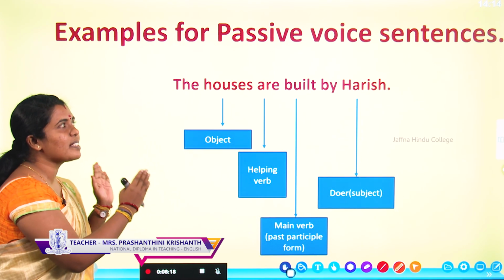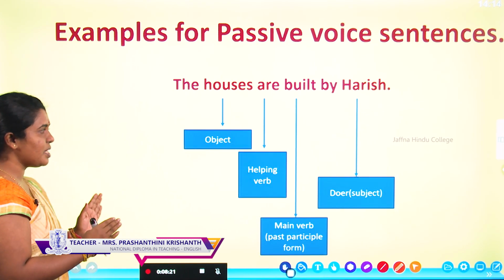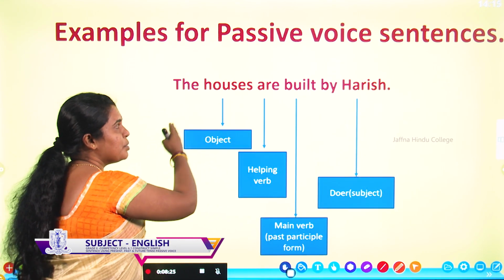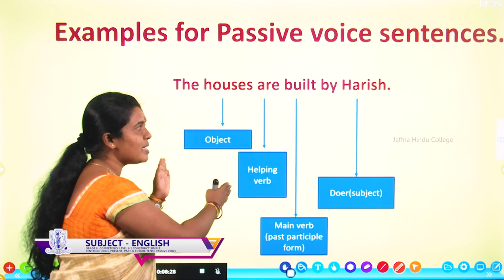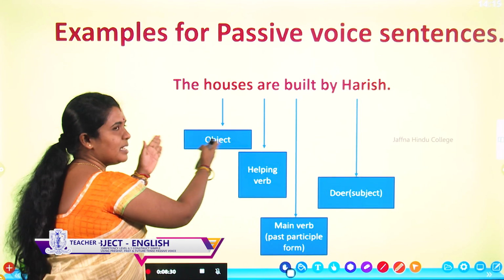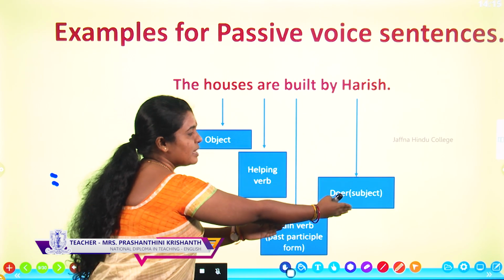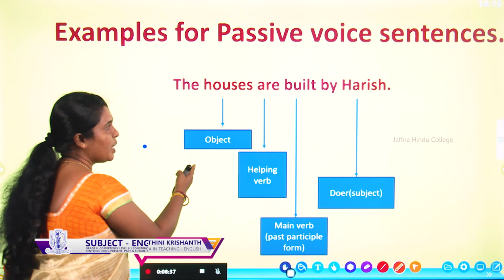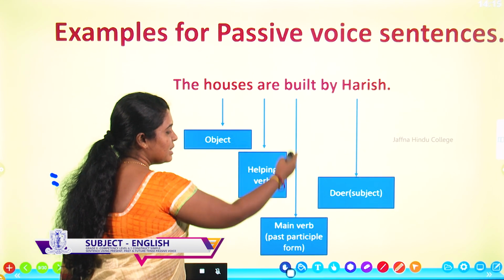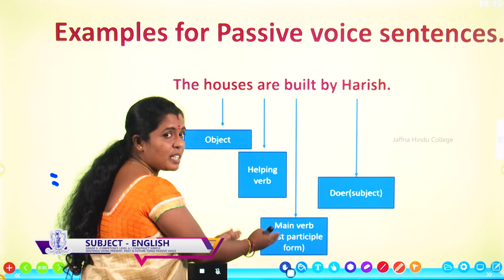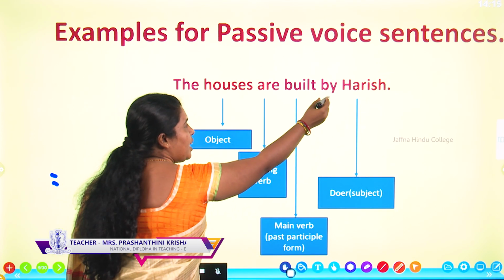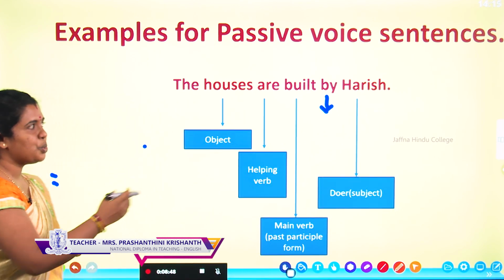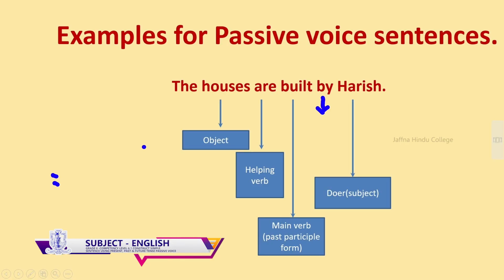So the format is different. So this is a passive voice sentence, right? So you can understand easily. There we said subject, verb, object. In passive voice, object is interchanged here and subject is there. So there is a change, right? Object, after that helping verb, then the main verb. It should be in past participle form. Then you must put by, then doer, right? Doer of the action. Okay.